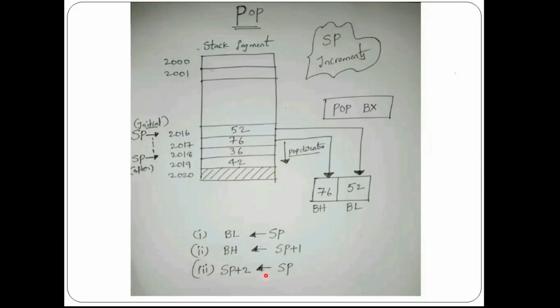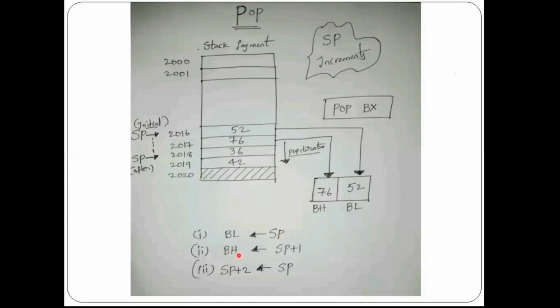So what are the 3 internal operations that take place during the pop operation? Very simple. Who is getting what? BL is getting the value from the location SP. From the location SP, BL is getting the value. So BL gets 52, this is the location. This is the instruction. When executed, this value comes and is stored in BL.